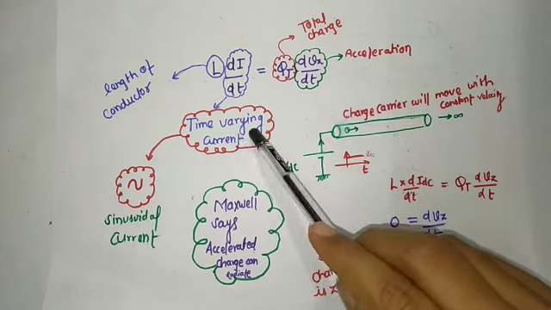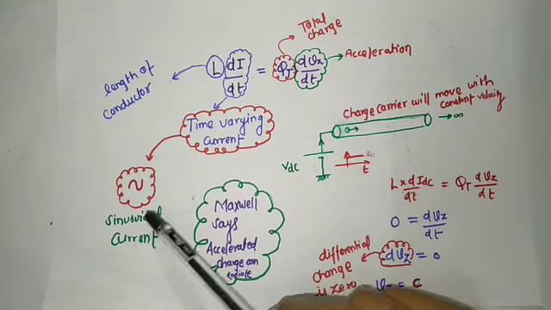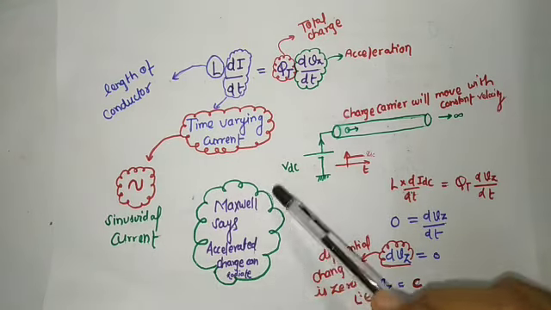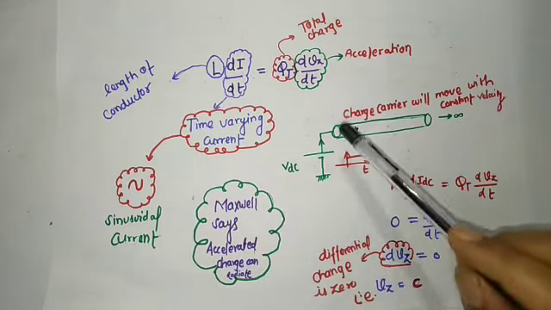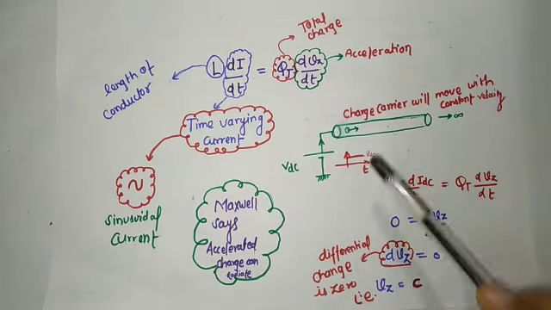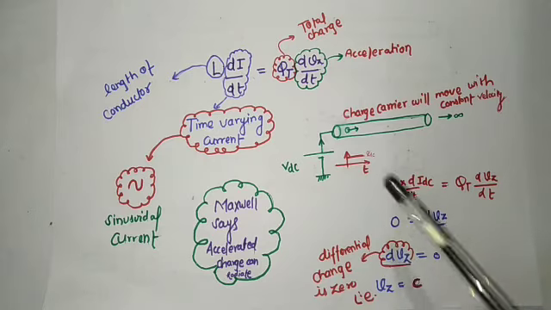Then what is time varying current? Sinusoidal current is an example of time varying current. Triangular pulse is an example of time varying current. Okay, so let's take one example.